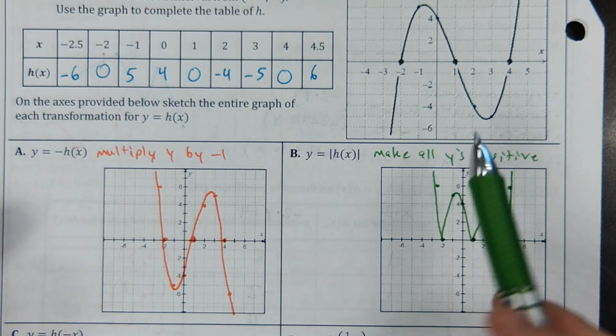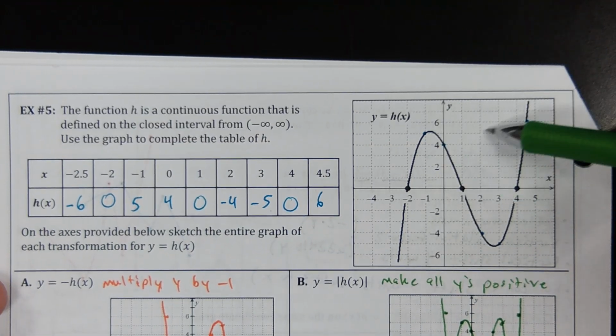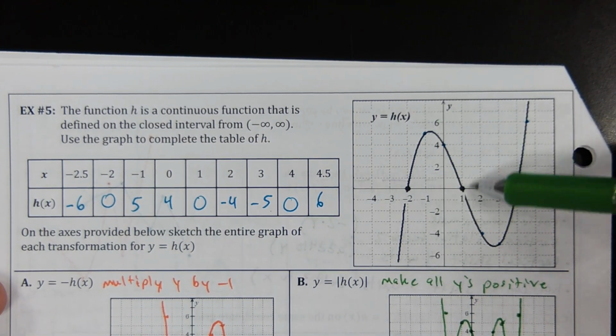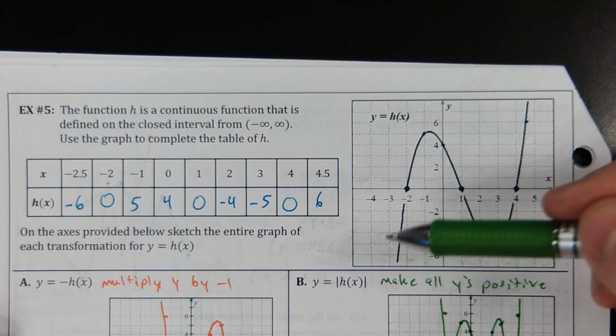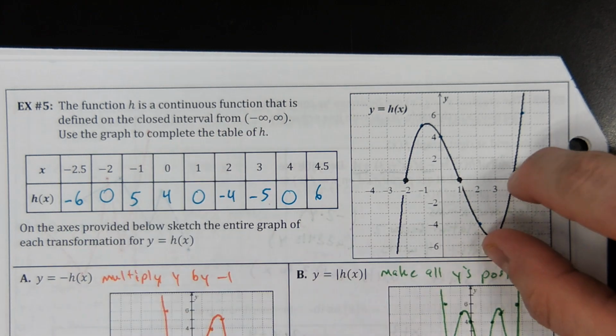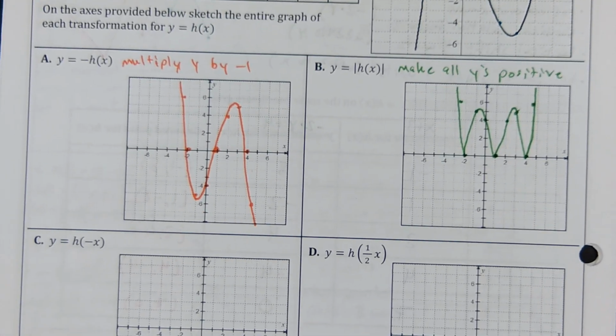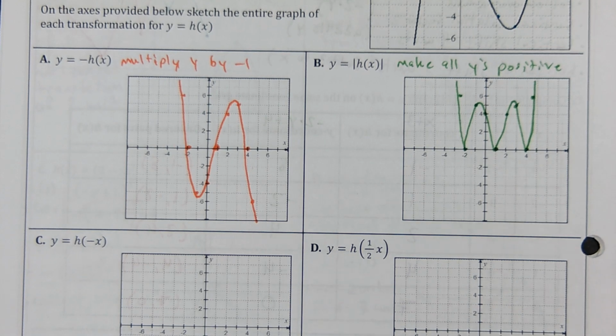Essentially, all it did was it took any parts that were below the x-axis and then flipped them up. That's all it does. This part flips up, boop, and this little loop thing flips up, boop. That's it. Not a true transformation, but you can do it.